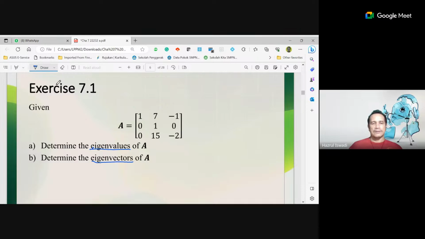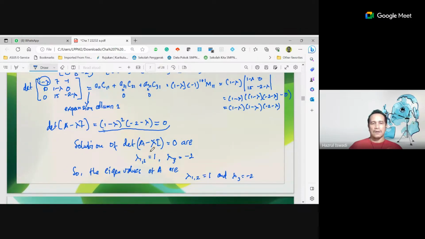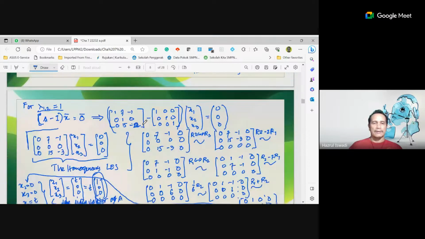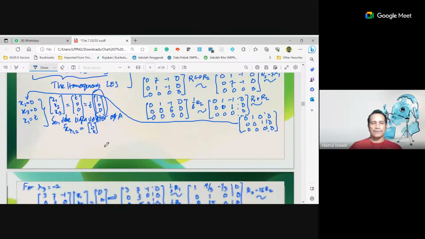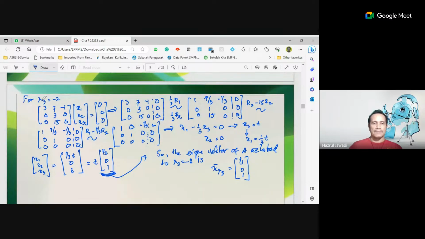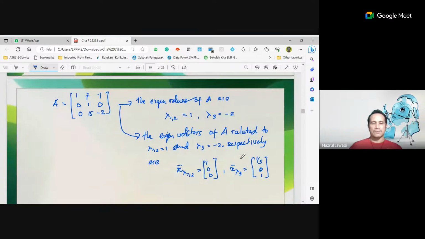And from exercise 7.1, we have only two eigenvalues: lambda 1,2 is equal to 1, and lambda 3 is equal to -1. For lambda 1,2 equal to 1, we have the eigenvector 1, 0, 0. And for lambda 3 equal to -1, we have the eigenvector 1 over 3, 0, and 1. And this is the summary for exercise 7.1.